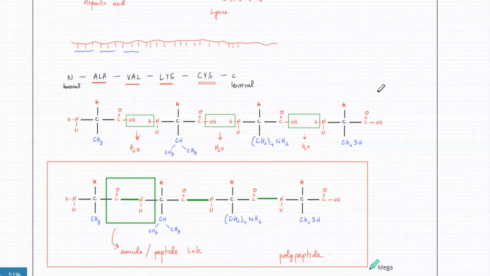So do you have to say that there's 3 water molecules produced? In this case, you're getting 3 water molecules produced.